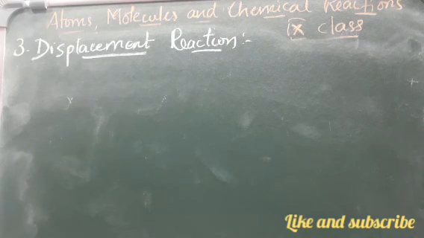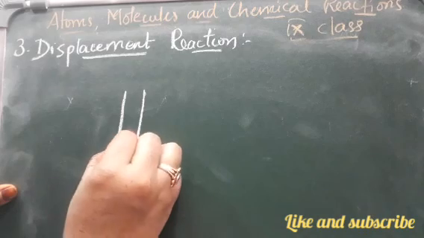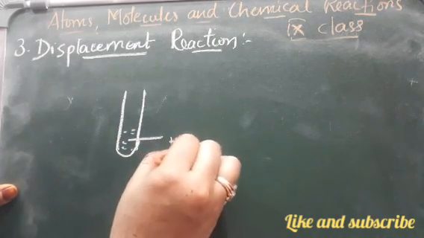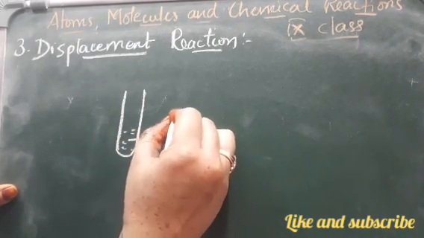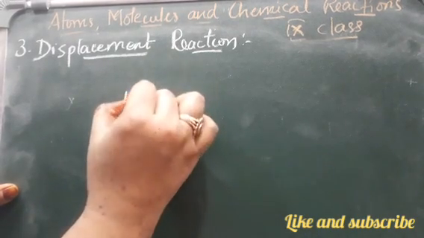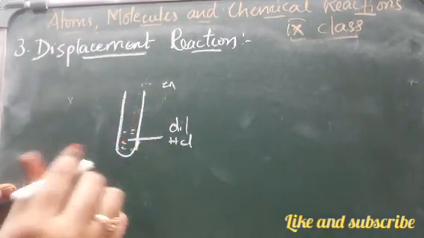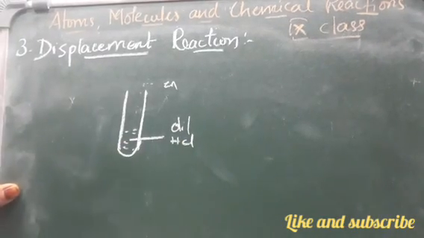For example, let's see the example of zinc reacting with dilute HCl. Suppose this is your test tube, and in this test tube we have dilute HCl solution. To this solution we are dusting a little zinc. Now this zinc goes and settles down here, and after some time there is some reaction taking place.